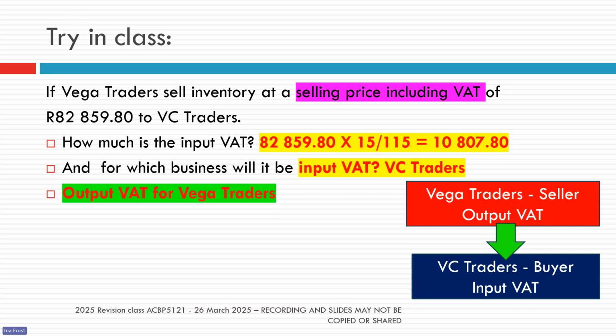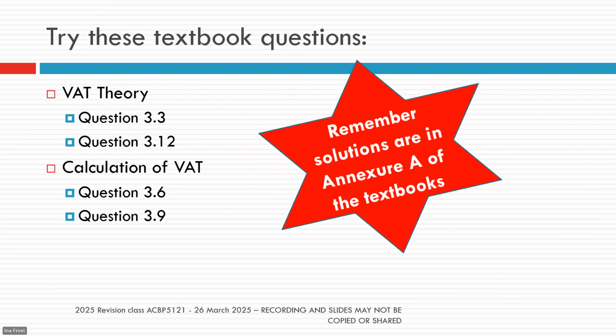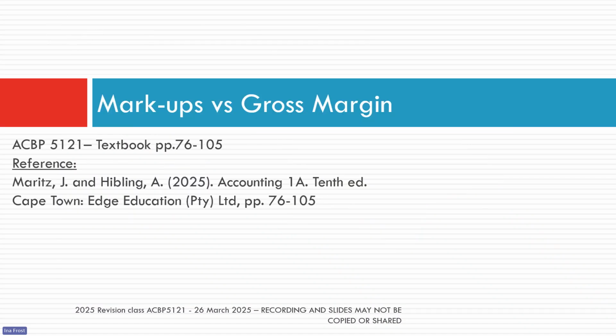And there's a lovely question in the textbook, question 3.8. That is such a nice question, where it reinforces again this concept of the output and the input VAT. So remember to also look at that. So for VAT theory, you can look at questions 3.12 and 3.3. And then for the VAT calculations, look at questions 3.6 and 3.9.